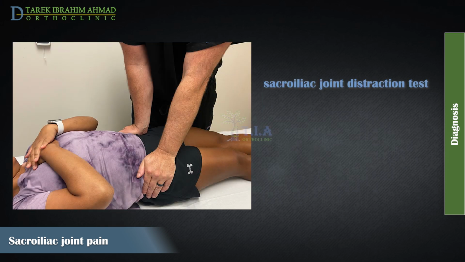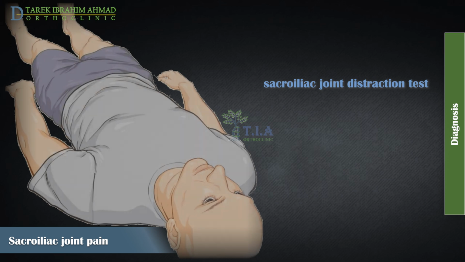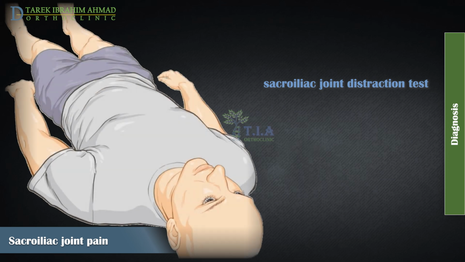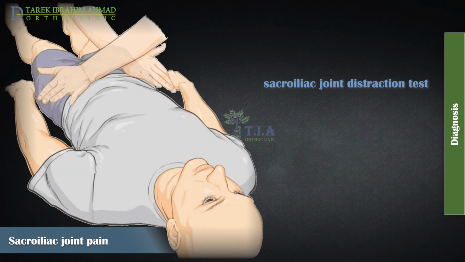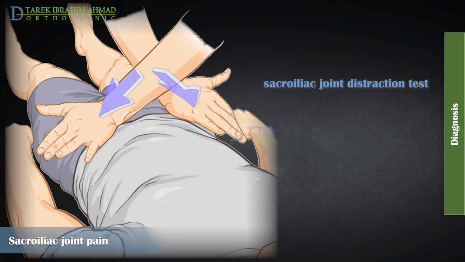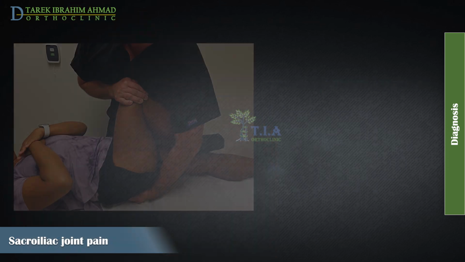Sacroiliac joint distraction test. The patient lies supine on the exam table. The examiner applies an oblique load, downward and laterally, on both the anterior superior iliac spines. Pain in the sacroiliac joint region is suggestive of sacroiliac joint dysfunction.